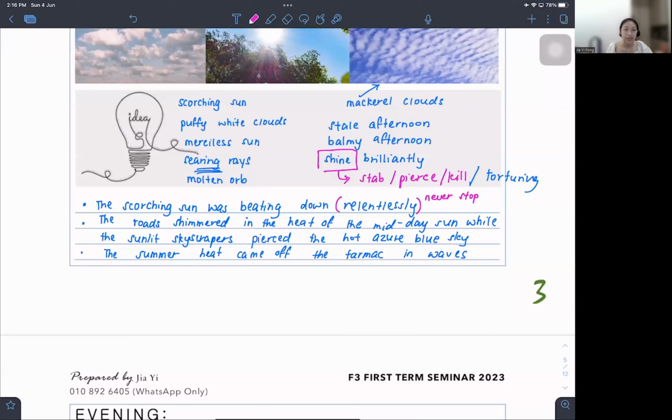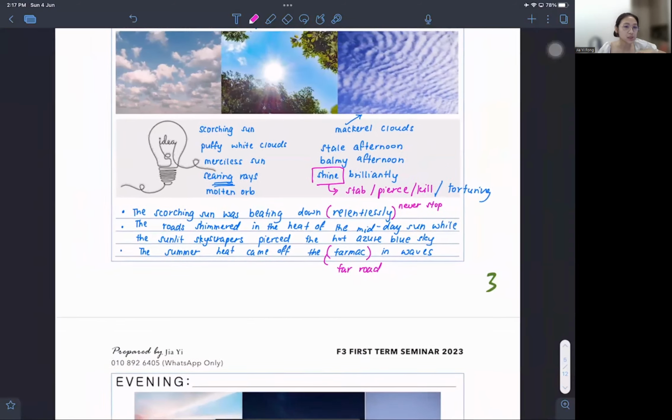Okay. Wow. The sunlit skyscraper. What is a skyscraper? Tall building. You know how sometimes when you go to KL in the afternoon, you can see the reflection of the sun on all the tall buildings. So we call that sunlit skyscraper. Okay. The last one, summer heat came off the tarmac in waves. Tarmac here refers to tar road. Okay, everybody, if you are ready, let's look at the next one.